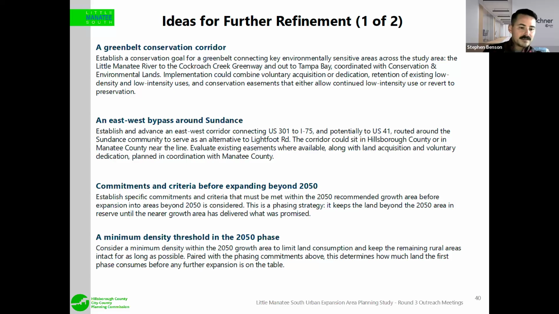We are also recommending that specific commitments and criteria be established, specific targets, before any expansion is pursued beyond the year 2050.